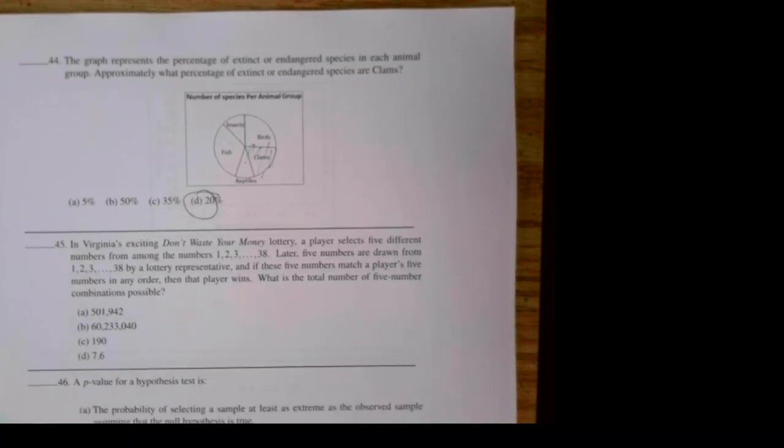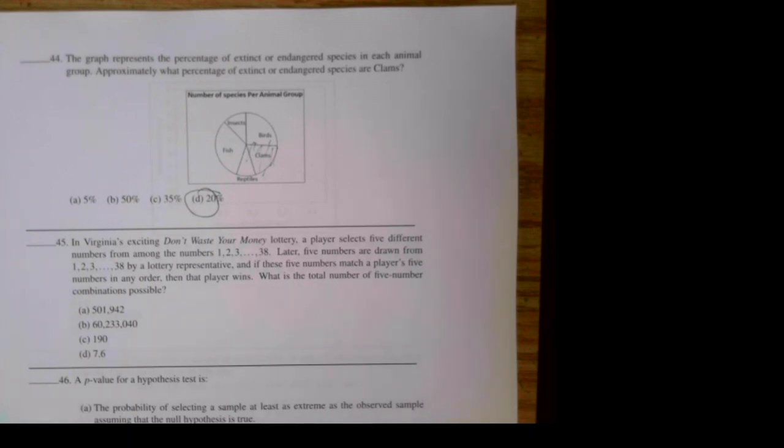Just estimating. Okay. In Virginia's exciting Don't Waste Your Money lottery, a player selects 5 different numbers from the numbers 1, 2, 3 up to 38. Later, 5 numbers are drawn from that same set by a lottery representative, and if these 5 numbers match a player's 5 numbers in any order, then that player wins. What is the total number of 5 number combinations possible?